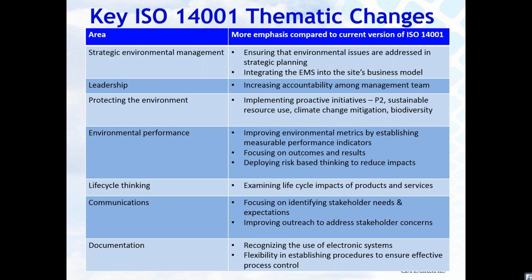And this table just summarizes what we talked about a few slides ago, basically the thematic changes that we're seeing with this new standard. This just lists out a little bit more detail on each of those various themes, like we said, with protecting the environment, climate change mitigation, environmental performance, making sure that that is communicated as necessary to stakeholders, examining life cycle impacts of your products and services, and identifying stakeholders' needs and expectations, which we'll get into here in a second.